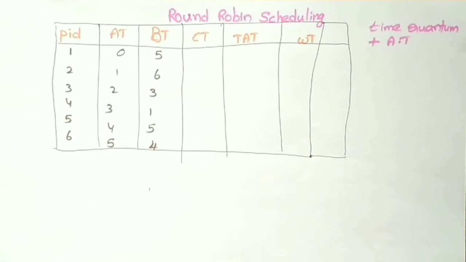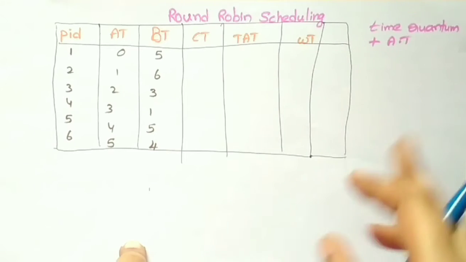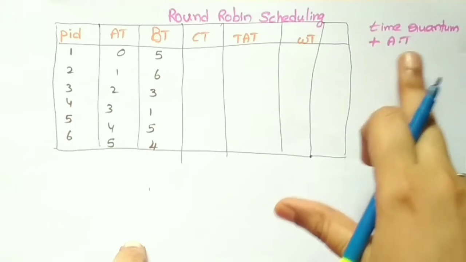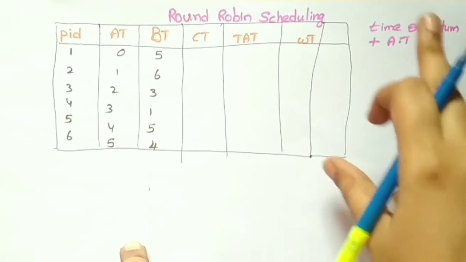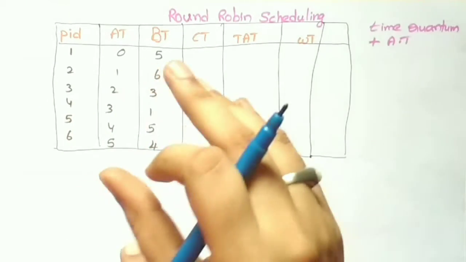So in this video we are going to discuss the round robin scheduling algorithm. In the previous video, we covered the first come first serve scheduling algorithm. The main criterion there is arrival time, right, in the FCFS algorithm. But in the case of the round robin scheduling algorithm, we are going to take the time quantum plus arrival time. So the CPU is going to execute all the processes with a particular time limit.